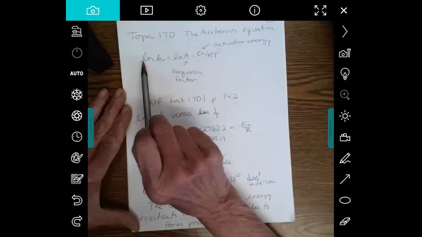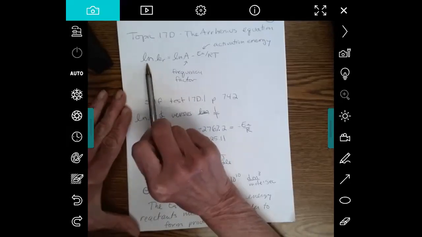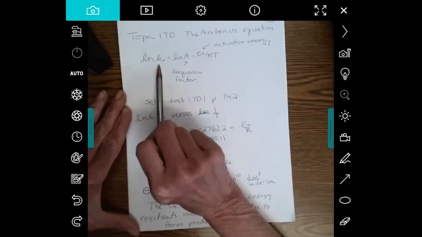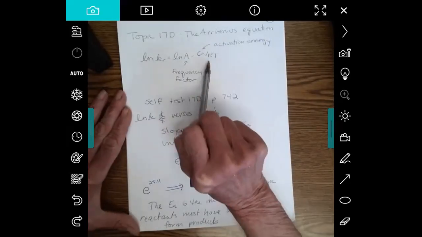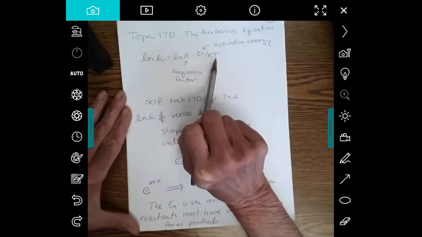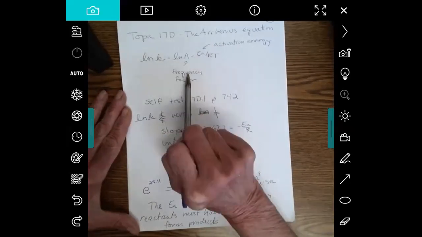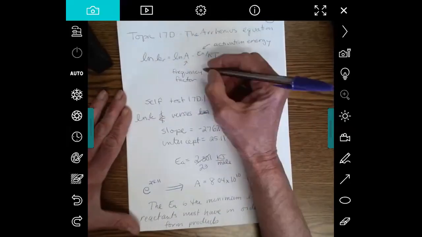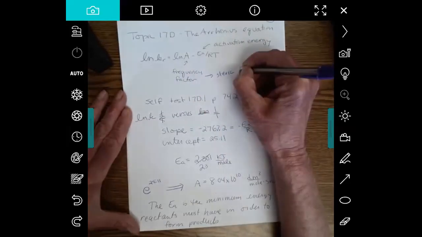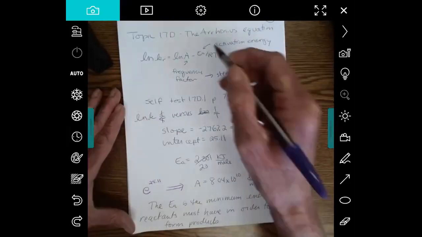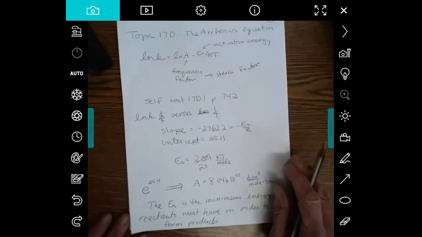It shows that a relationship has been found between the natural log of a rate constant and something called the activation energy. This is just the gas constant and temperature in Kelvin. And this is called the frequency factor. Sometimes it's also called, and we'll see why in a little while, the steric factor. So you'll see A given both of those names.